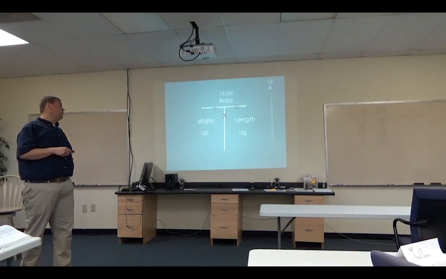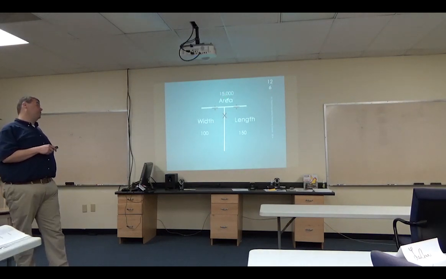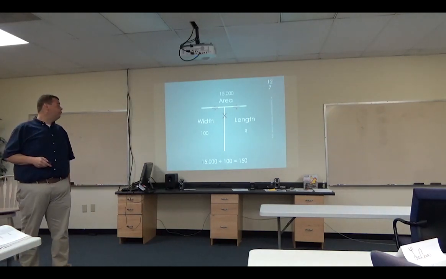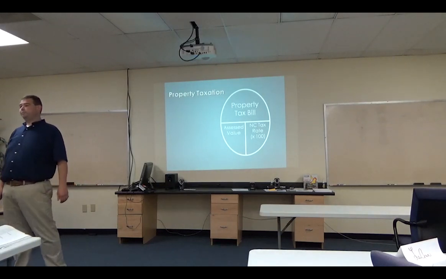Width of 100, length of 150. Those two times each other equals 15,000. 15,000 divided by 100 equals 150. 15,000 divided by 150 equals 100. It all works out that way. Okay? Now let's look at it for property taxes.